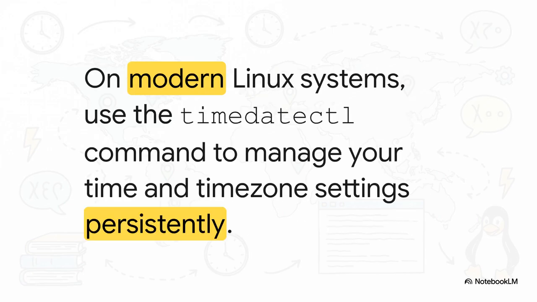Now, on any modern Linux system, the standard, proper way to manage your time settings is with the timedatectl command. Instead of messing with those files by hand, you just run a command like timedatectl set-timezone America/New_York, and it handles creating that symlink and all the backend stuff for you permanently.